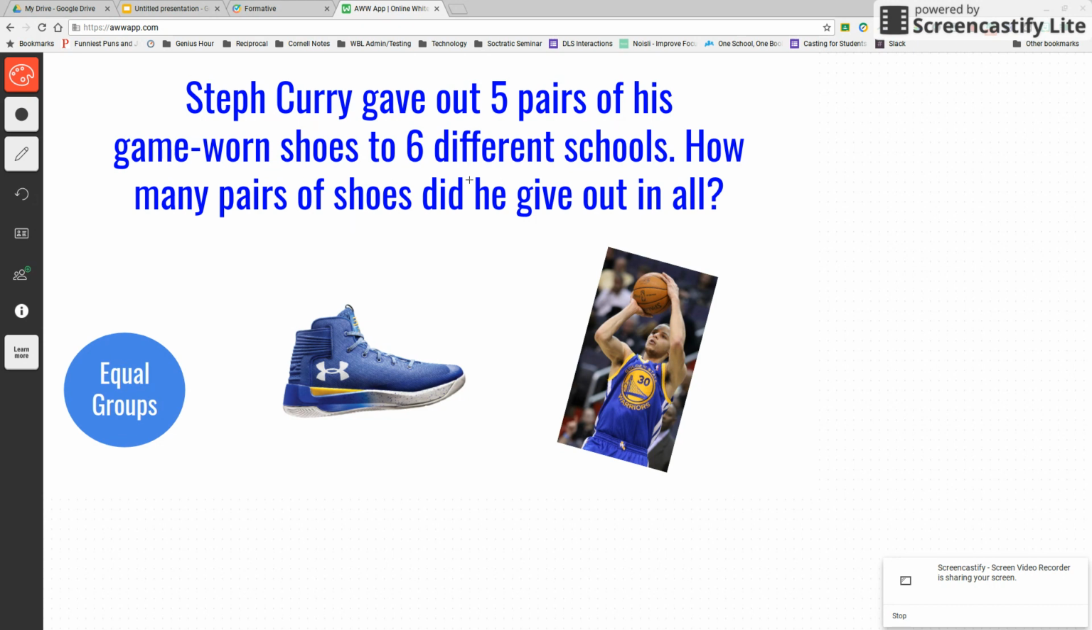Second thing I'm going to do is underline the pieces of information that I think are really important. I think that one piece of information is that he's giving out 5 pairs of shoes, and he's giving them out to 6 different schools. And we want to know how many pairs did he give out in all. So those are my 3 big pieces of information that I'm going to underline.